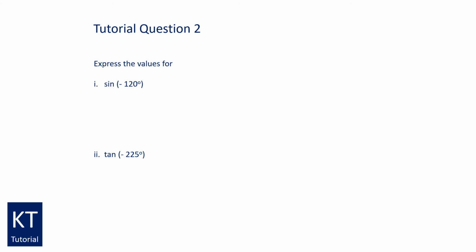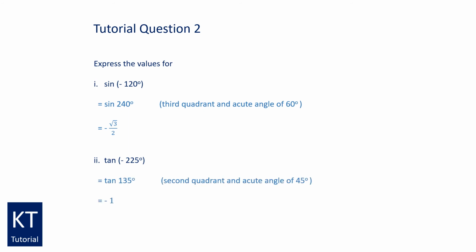Tutorial question 2. Express the values for the two stated expressions. Sine negative 120 degrees is equivalent to sine 240 degrees. The angle being in the third quadrant with an acute angle of 60 degrees makes this the value of negative root 3 over 2. Tangent negative 225 degrees is equal to tangent 135 degrees. This angle is in the second quadrant and has an acute angle of 45 degrees. With this, it is equal to minus 1.